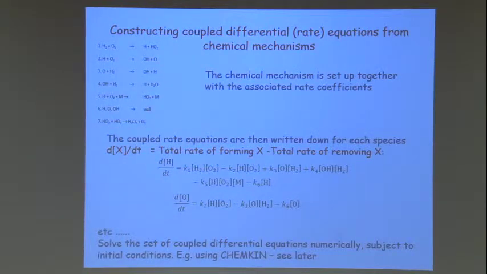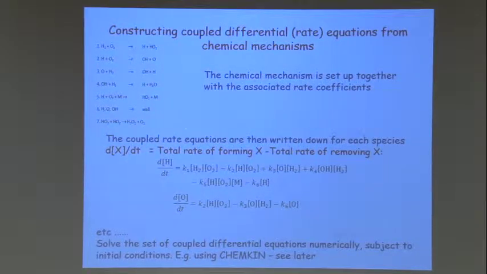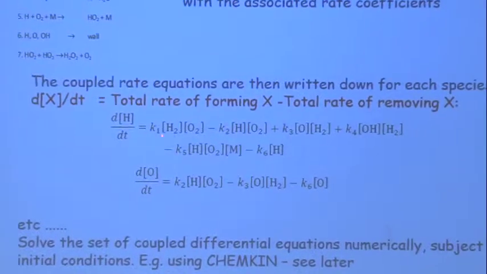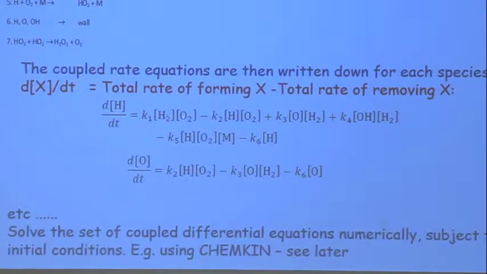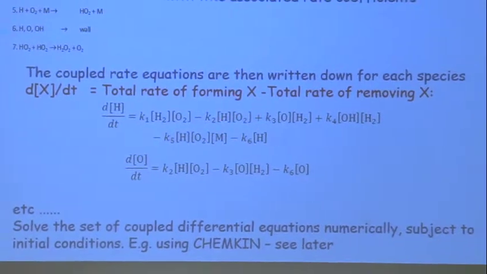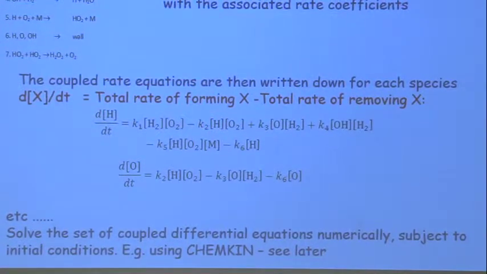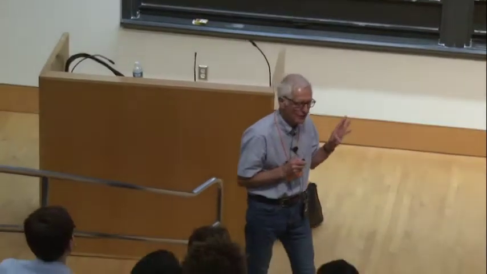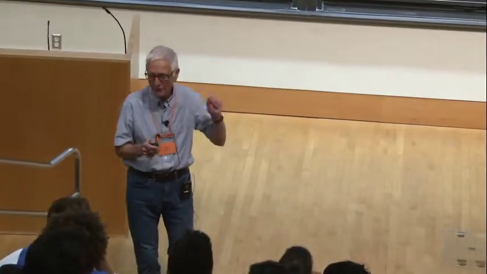So the chemical mechanism is set up together with the associated rate coefficients, and then the coupled rate equations are written down for each species. So for example, for H, we would have formation in reaction 1, plus K1 times H2 times O2. Then it's used up in reaction 2, so minus K2 times H times O2. Produced in 3, produced in 4, used up in 5, used up in 6. So those are all the reactions that affect the concentration of H.